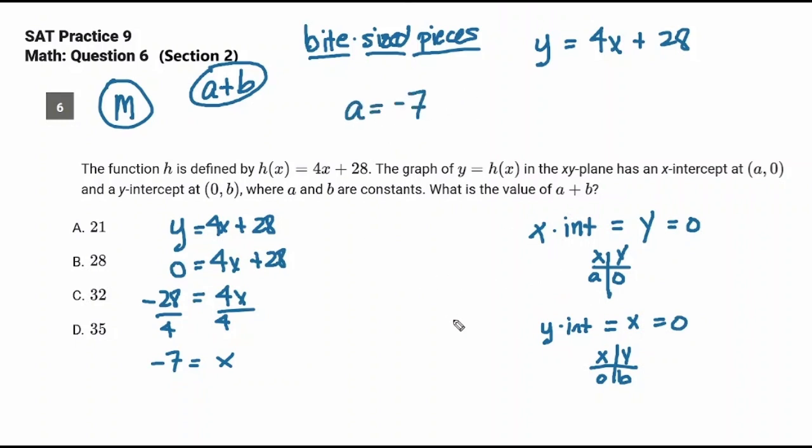The second part's way easier. You're going to make x equals 0 this time. So y equals, well, it's just 4 times 0, which is 0, plus 28. So y is 28. What else is y? Y is b. So b is 28. So all you got to do is add negative 7 and 28. Do it on your calculator if you want. It's 21. And so the answer is A. Taken in bite-sized pieces, medium questions do take some work, but you get it right and you move on.